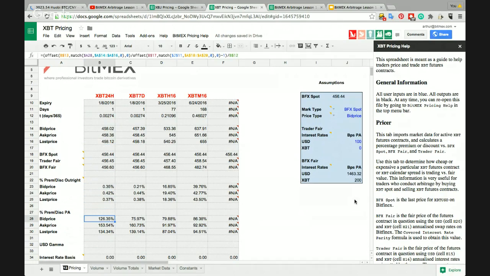I encourage all of you, if you're going to analyze one futures contract versus another futures contract, to always look in annualized terms. And so what do we see here? We see that the daily and weekly contracts are trading at a much higher per annum rate than the quarterly contracts.